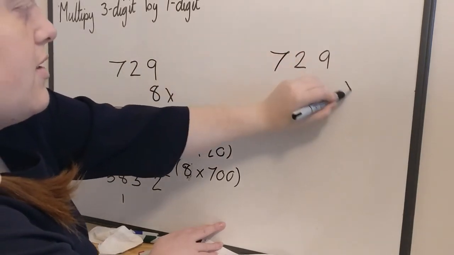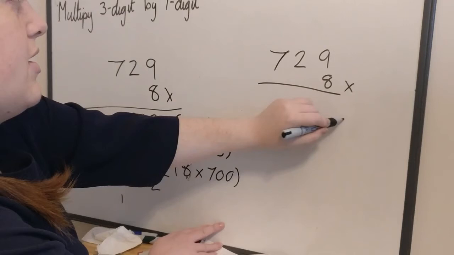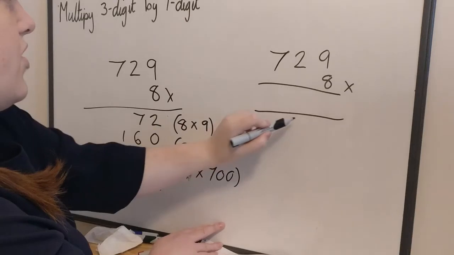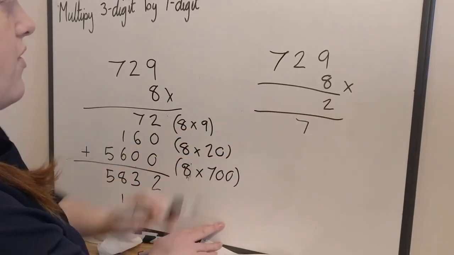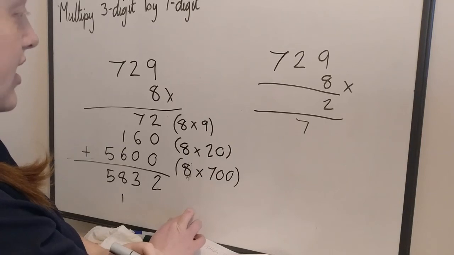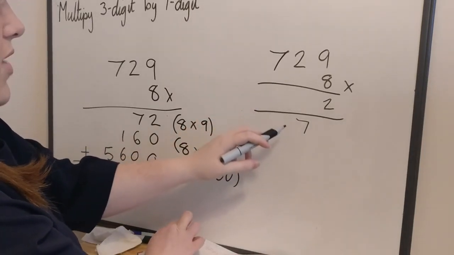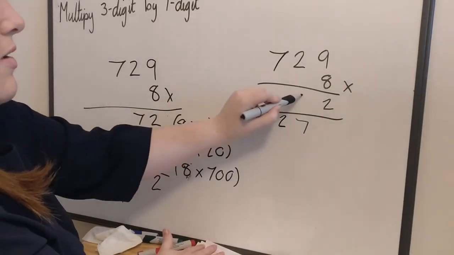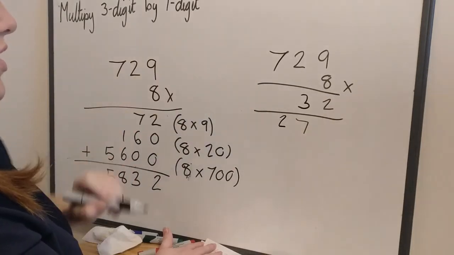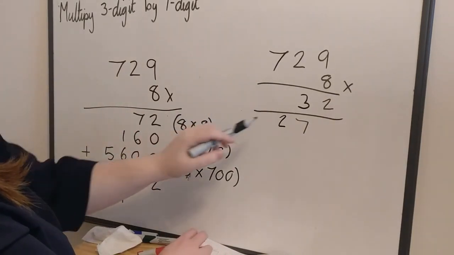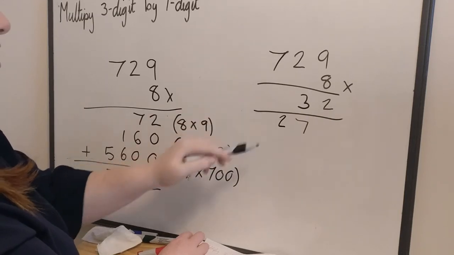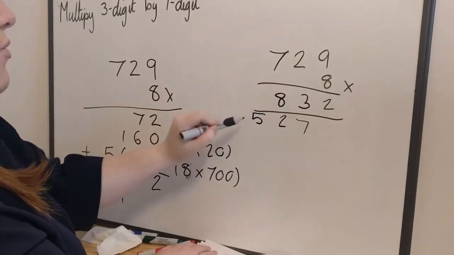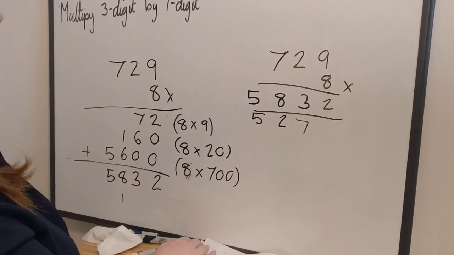729 times 8. Well, first we have 8 times 9, which is 72. Then we've got 8 times 2, which is 16, but we've got to add the 7. Okay, so 16, 17, 18, 19, 20, 21, 22, 23. Then we have 8 times 7, which is 56, but we've got to add this 2, 56, 57, 58. And then 5, we've got nothing left to multiply, so we'll just pop it there.